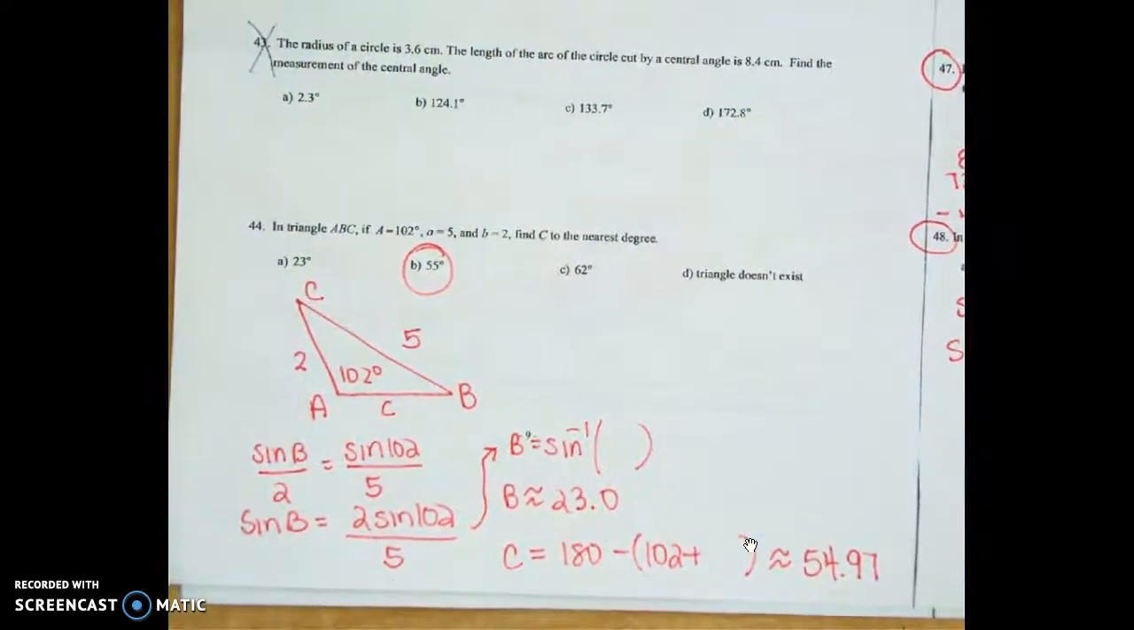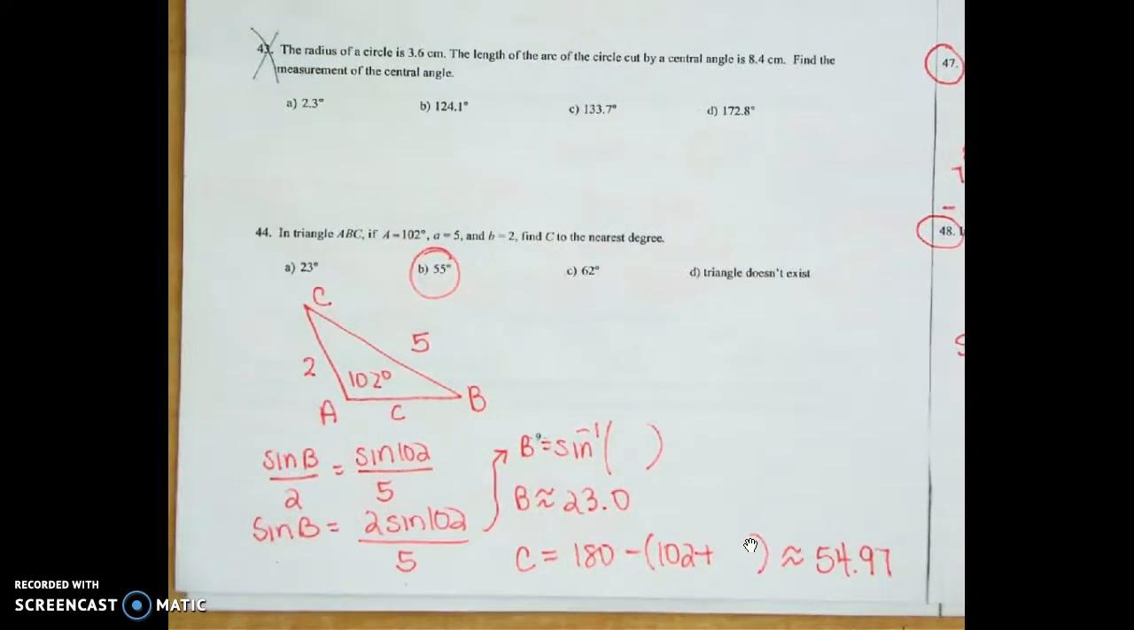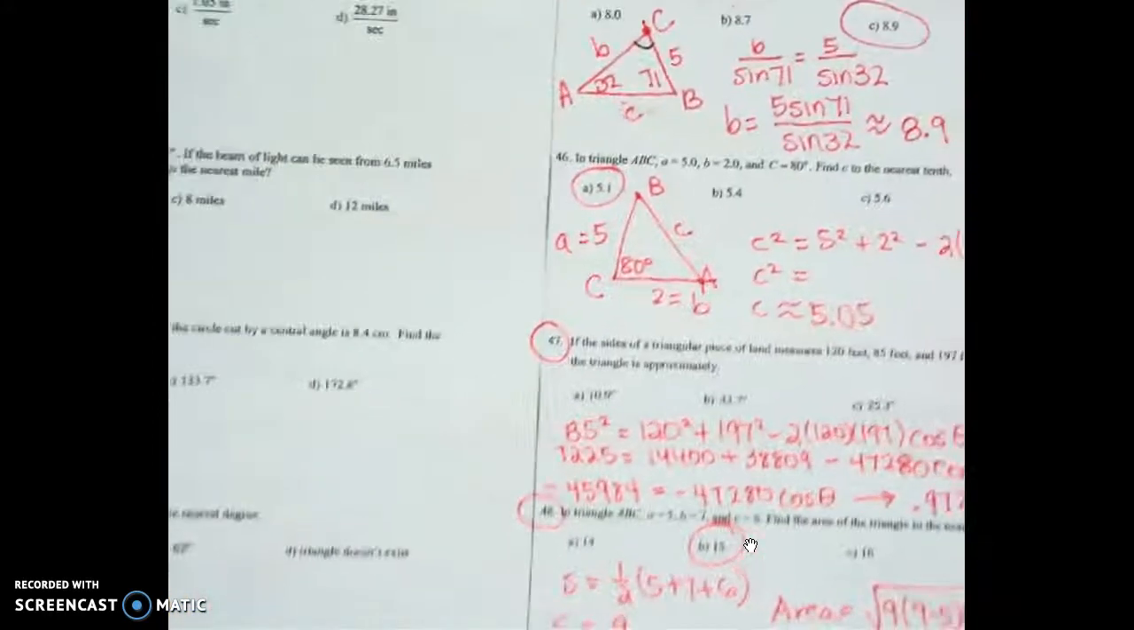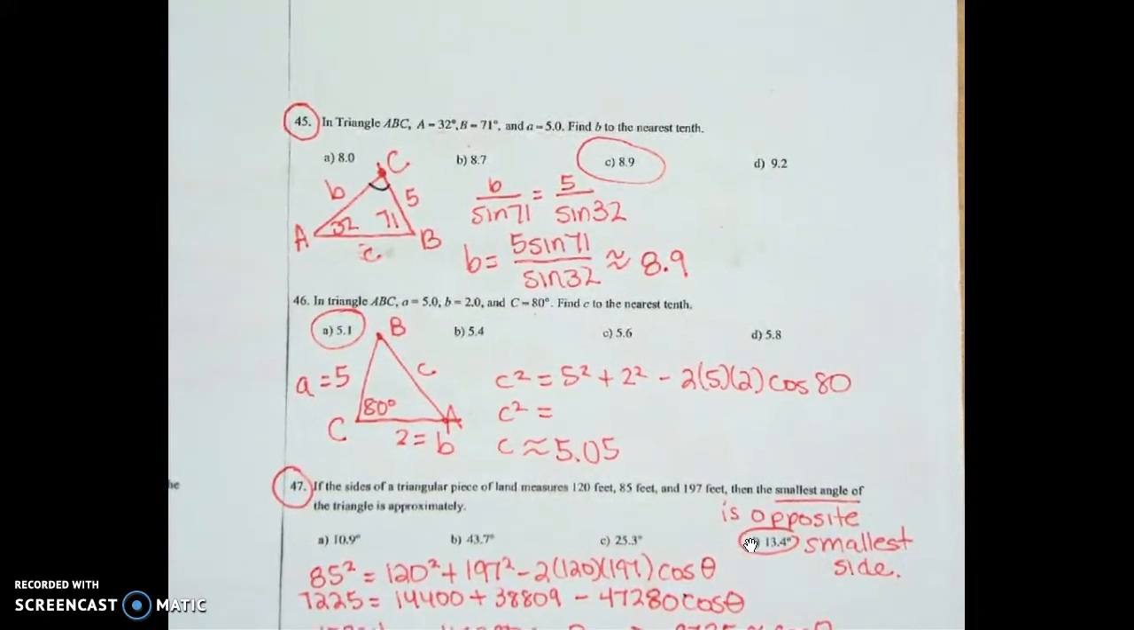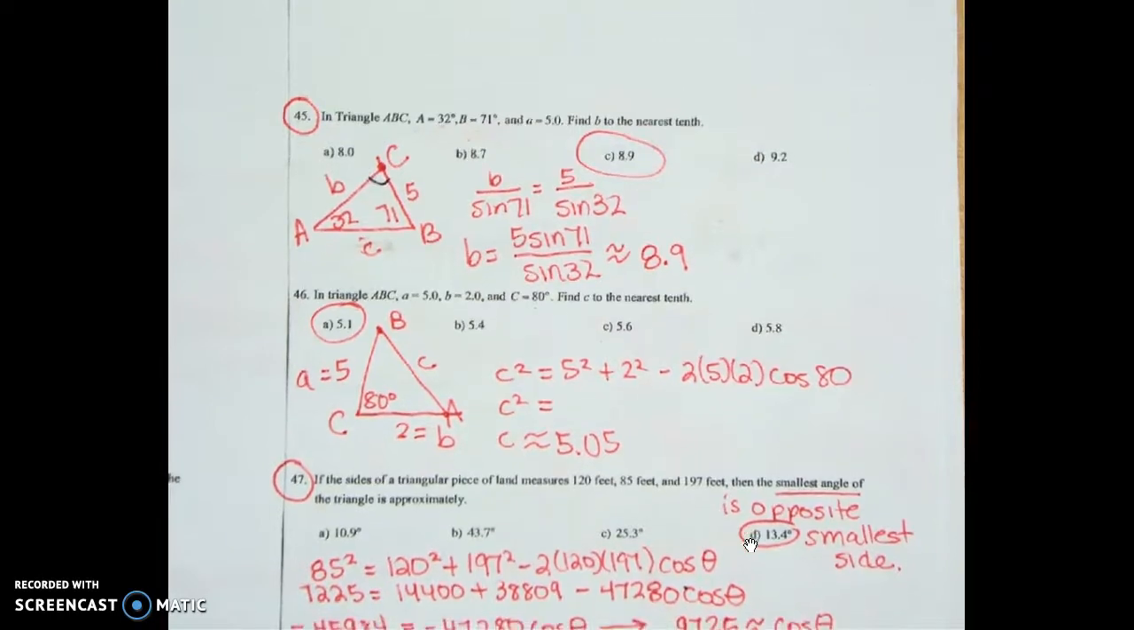Okay, on our last problem, we had to find the measure of an angle, but we had to find the measure of angle B first, so that was a little bit trickier, and it was using the law of sines. 45 and 46 were law of sines and then law of cosines. Those were very straightforward problems.